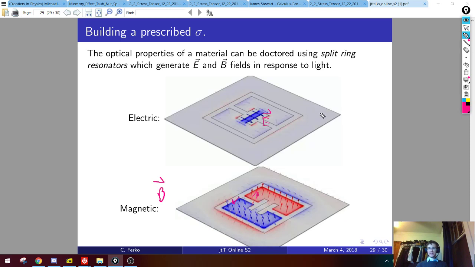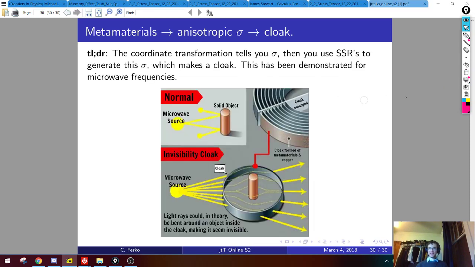if you would like to get whatever conductivity matrix sigma you like, all you have to do is build a mesh of these circuit boards with the property that when light comes in, the current that flows in these loops gives you this sort of back reaction, if you will, the generated E and B fields, which has the effect of generating the sigma that you want. So this is the complicated engineering challenge to build the circuit boards that do this, but it actually has been done. Let me just show you a picture for my final slide of what they did.